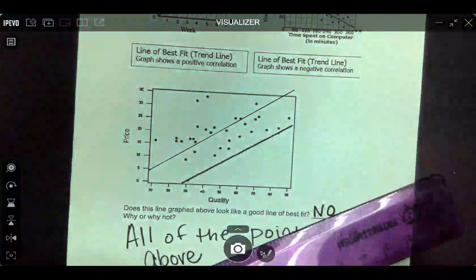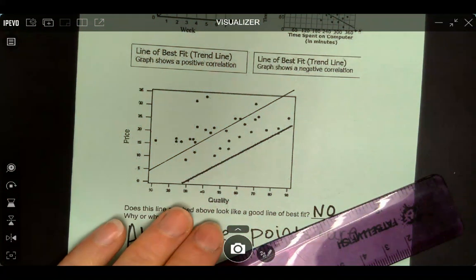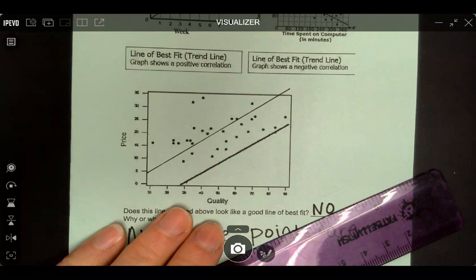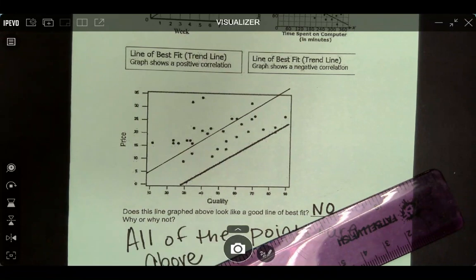So say something similar to that. It's not going to be perfect. We can use our calculator to find the perfect line, and we're going to do that tomorrow. But right now, we're doing an estimated line.